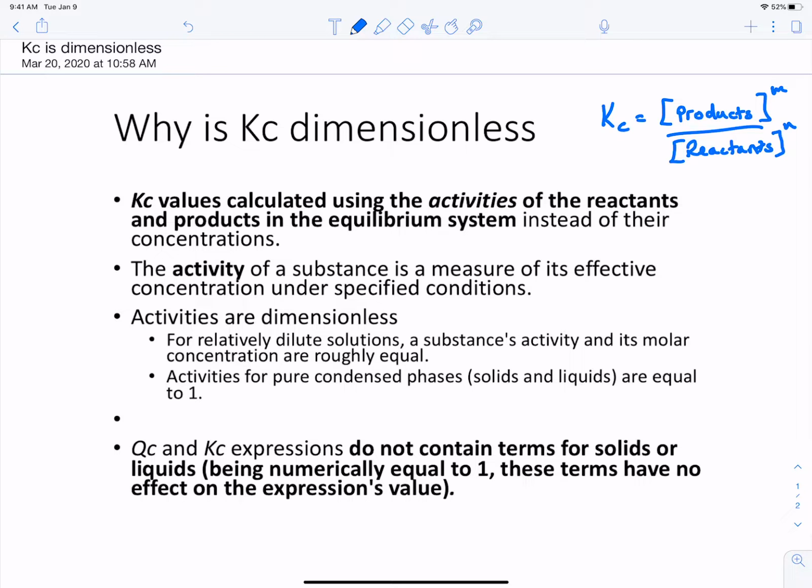So let's just talk about the reason why Kc, the equilibrium constant, has no dimensions. We know that Kc, we typically write it with concentrations of reactants over the products, and then depending on what the stoichiometry is, gives you the power at which each one of those are either squared or to the power 3. What we're actually using, instead of the concentrations, is what's called the activity of a substance. And the activity of a substance is a measure of its effective concentration under these specific conditions.